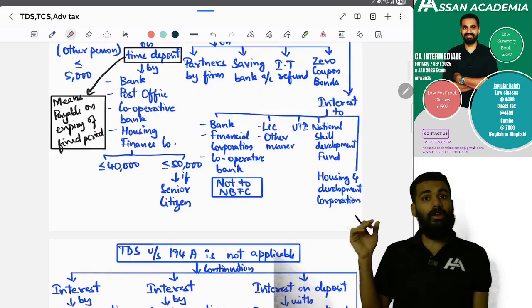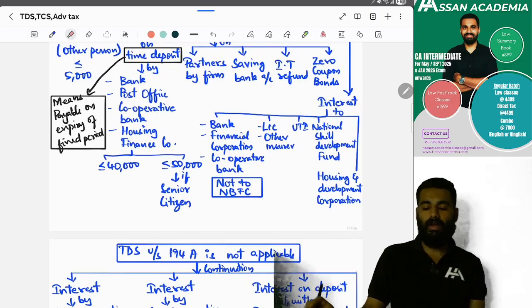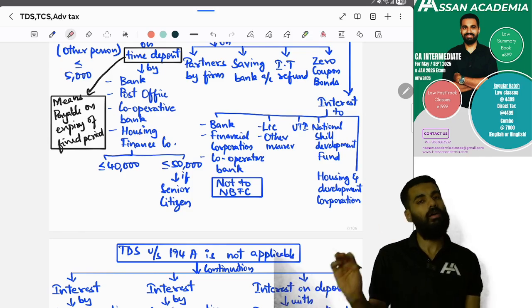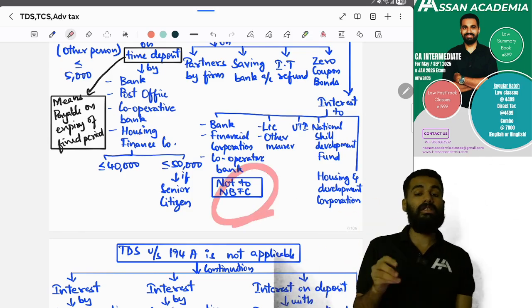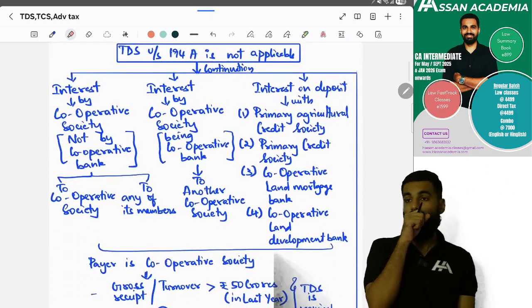If interest is paid to, who is the payee? If it is a bank, financial corporation, cooperative bank, insurance company, Unit Trust of India, National Skill Development Fund, housing and development corporation, no TDS. But if it is an NBFC, then TDS will be attracted.